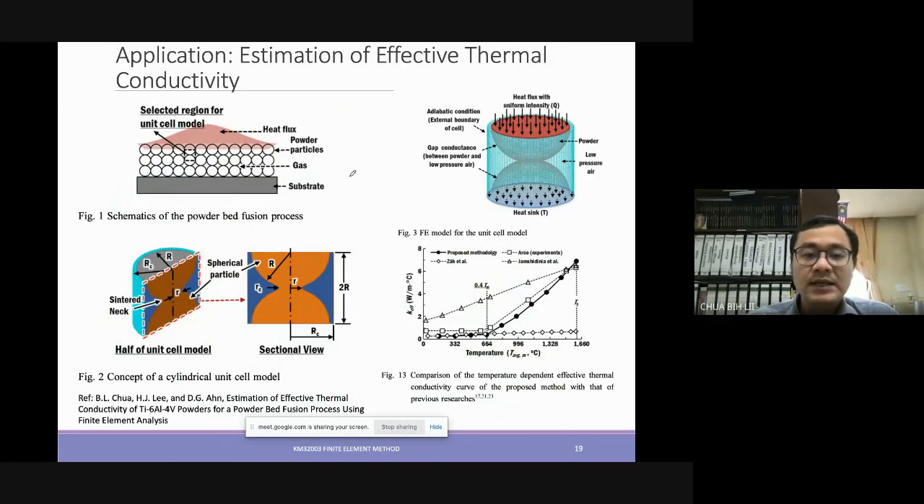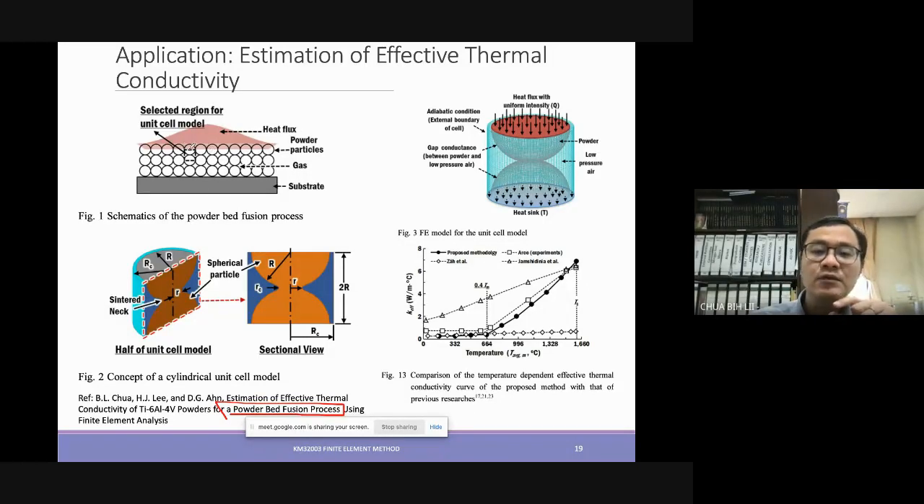So next would be how we can implement it to estimate thermal conductivity as well. As we know, thermal conductivity for a solid, we can obtain it directly. But for the purpose of getting the thermal conductivity for a powder, because we have a metal powder, and this process is 3D printing, using a technique we call powder bed fusion. So we put a metal powder on a layer, and then we use a laser or electron beam to melt it.